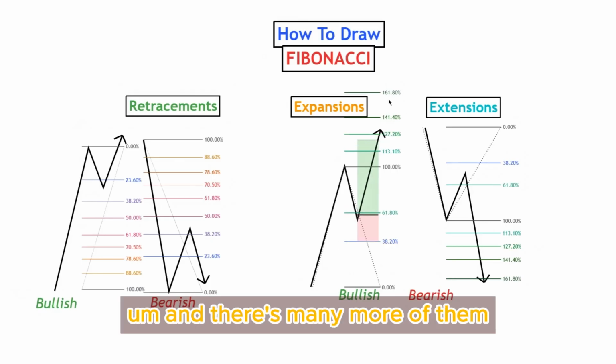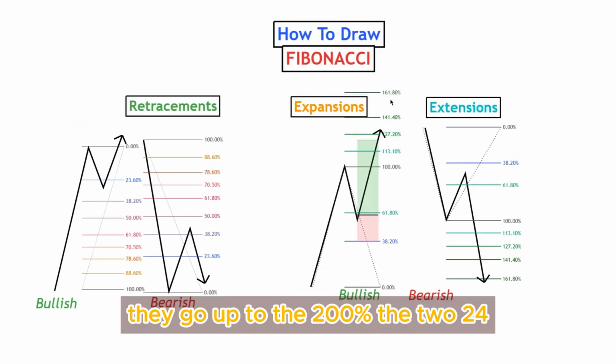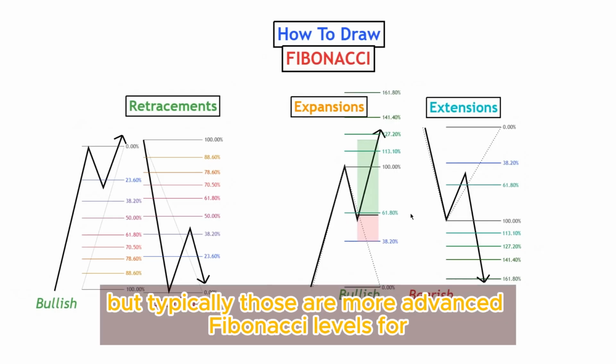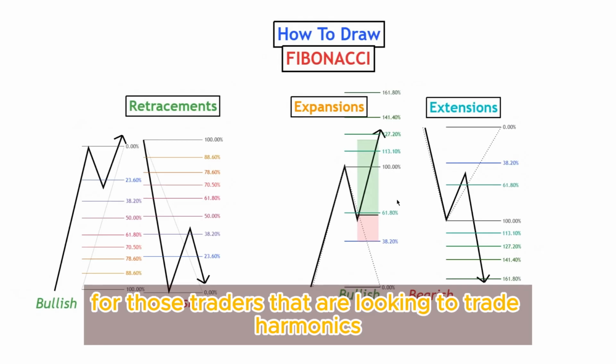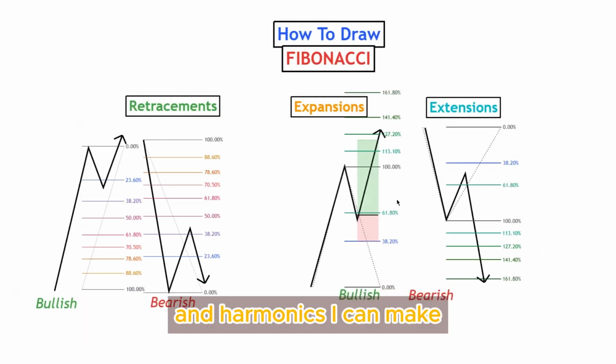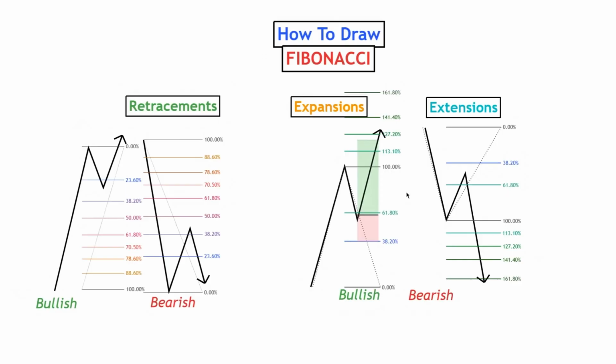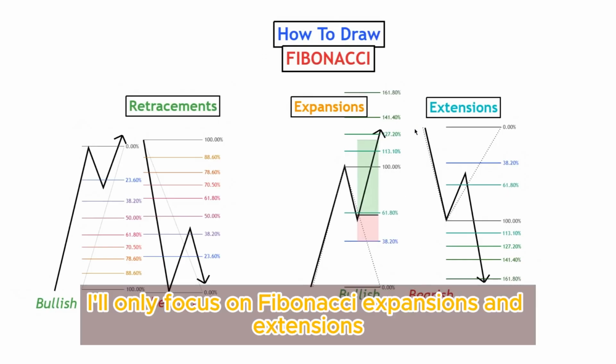And there's many more of them. They go up to the 200%, the 224, the 3.618, but typically those are more advanced Fibonacci levels for those traders that are looking to trade harmonics. And harmonics, I can make a video discussing harmonics and going over them. But in this one, I'll only focus on Fibonacci expansions and extensions.